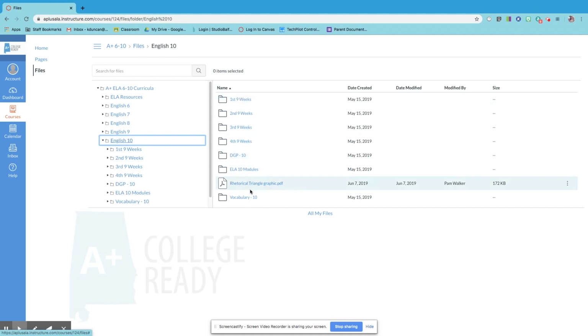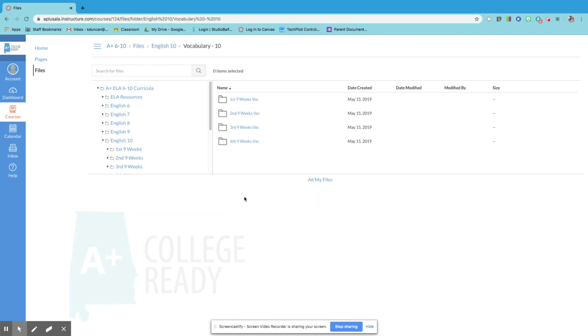Vocabulary materials have their own folder at the end. I'm going to click Vocabulary 10. Once inside the vocabulary folder, materials are separated out into 9 weeks. Today we'll look at the first 9 weeks vocabulary folder.